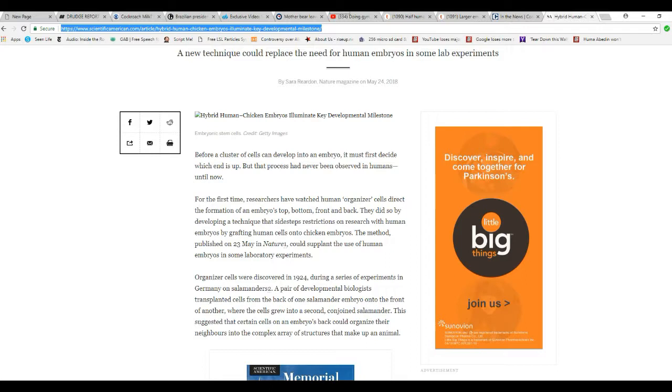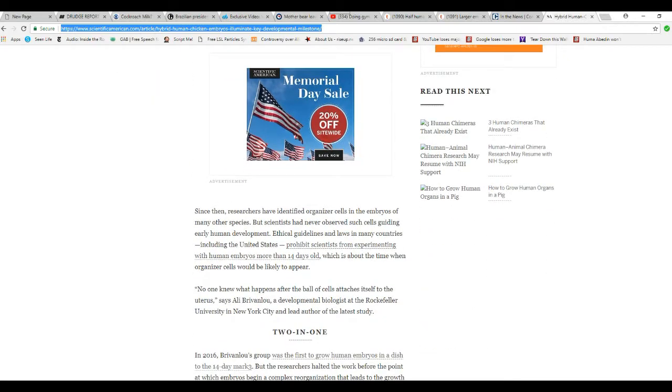Organizer cells were discovered in 1924 during a series of experiments in Germany on salamanders. A pair of developmental biologists transplanted cells from the back of one salamander embryo onto the front of another, where the cells grew into a second conjoined salamander. This suggests that certain cells on an embryo's back can organize their neighbors into complex arrays of structures that make up an animal. Great. So, let me get this straight. Be a human on one side and chicken on the other, so I can't deal.